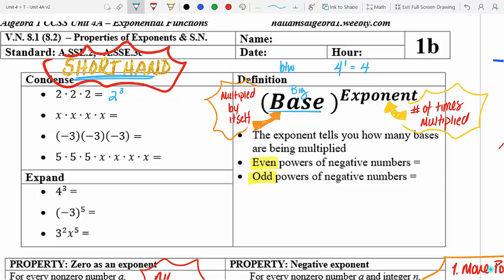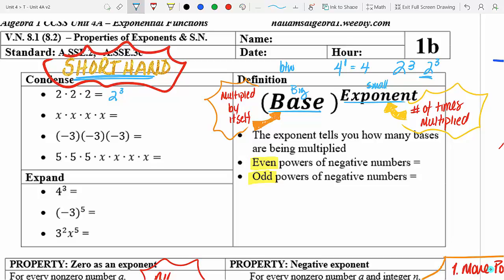The exponent then is the small number that's raised up. And this can be tricky. You really want to make sure that when you write an exponent it's really up at the top, because if you write 2 to the 3, I don't know if that's 23 or 2 raised to the 3. So make sure that you take your time and really make it look like an exponent. So that's what an exponent is. It indicates the number of times that the base is being multiplied by itself.